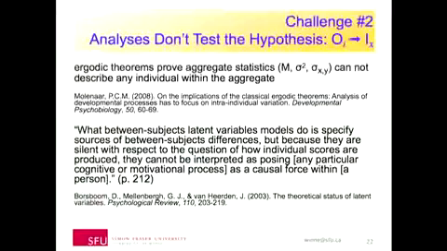that those groups engaged in the experimental treatment but didn't in the control treatment. So what between subjects latent variable models do is specify sources of between subjects differences. But because they are silent with respect to the question of how individual scores are produced, they cannot be interpreted as posing any particular cognitive or motivational process as a causal force within a person.